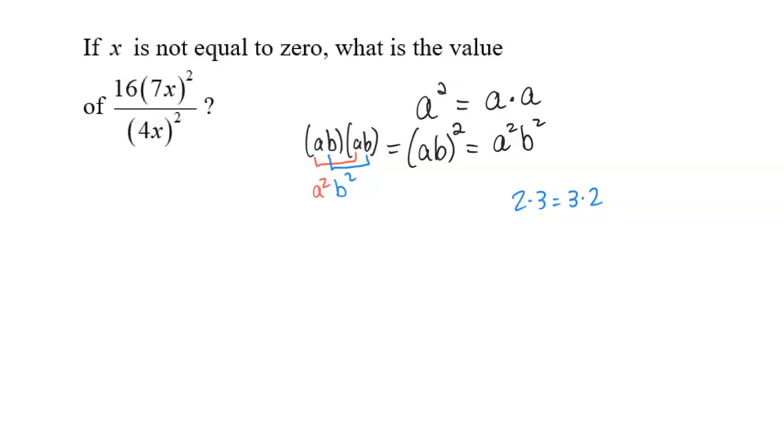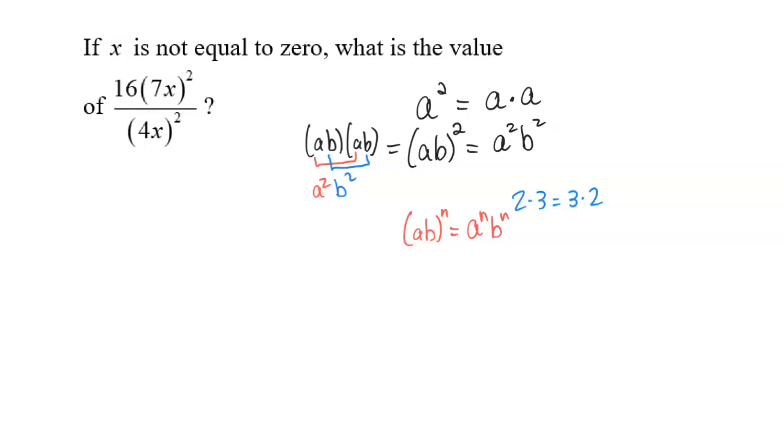Now, it turns out that this property of real numbers actually holds for any exponent. So what I mean by that is if we have (ab) raised to some n power, then this is the same thing as a to the n times b to the n.